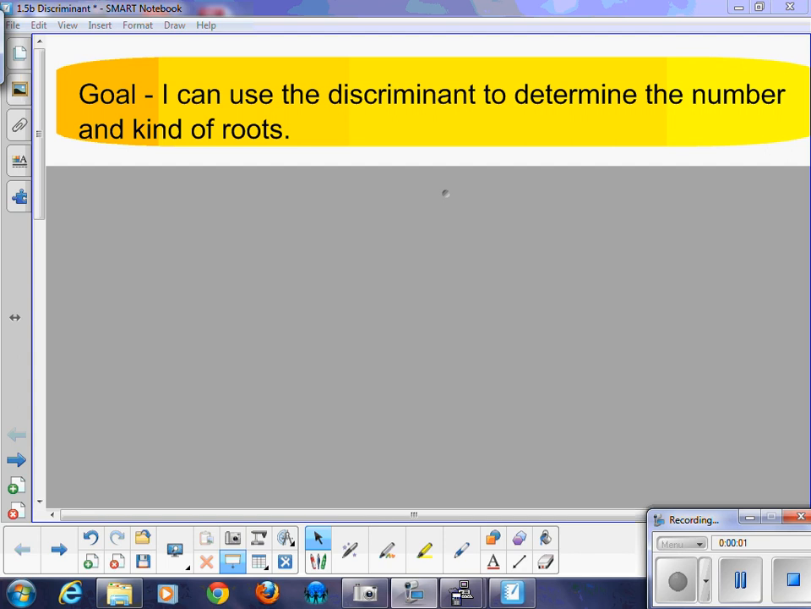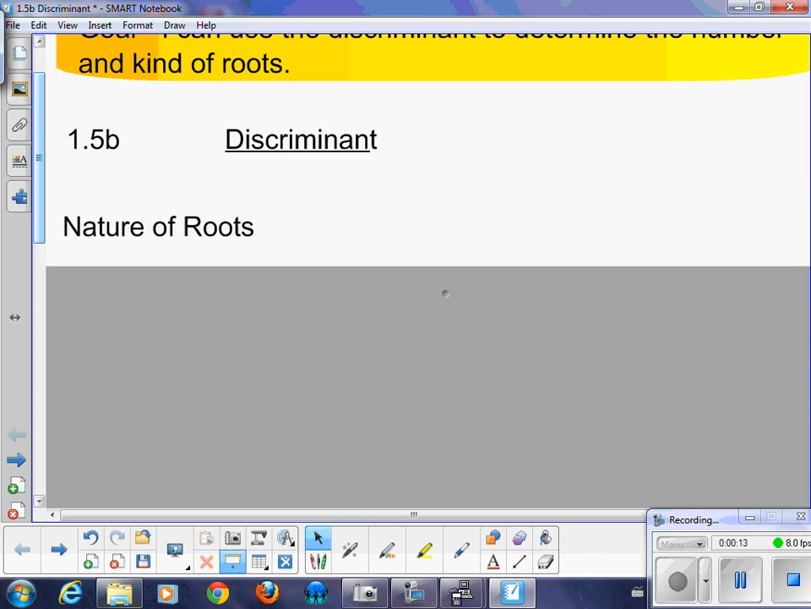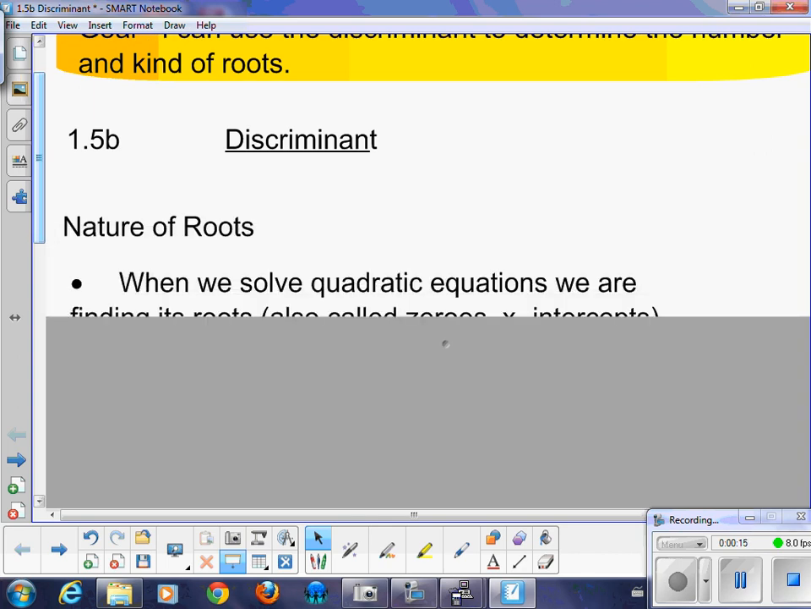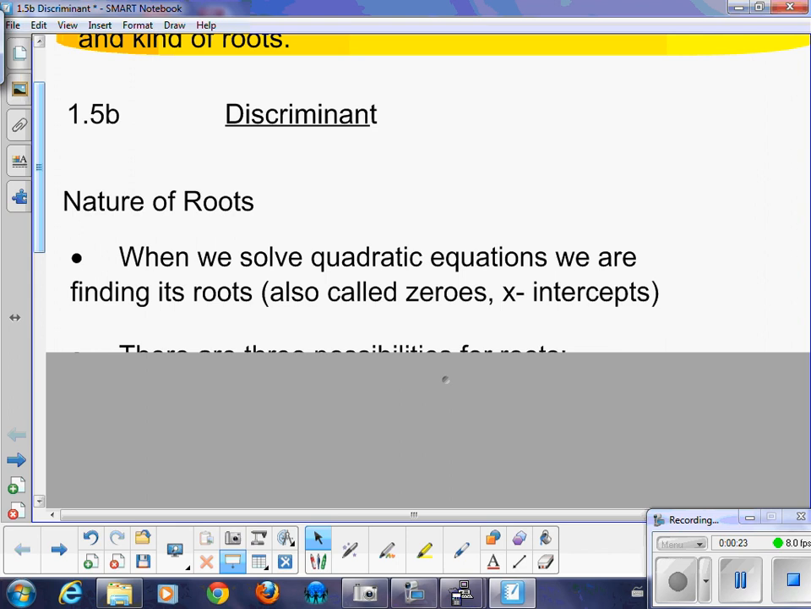This is continuing 1.5, and this is 1.5b. Our goal is to use the discriminant to determine the number and kind of roots that we have. First of all, we'll talk about exactly what the discriminant is, because it's actually a little formula. When we talk about the kinds of roots, we often say the nature of the roots.